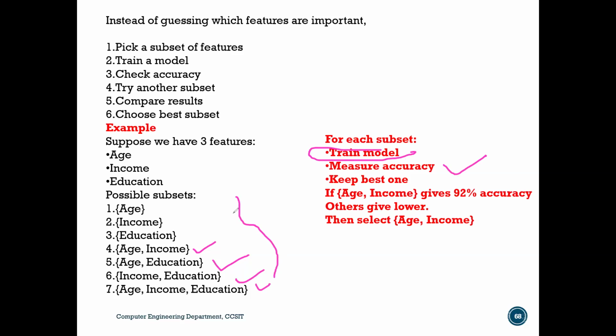But because we have several subsets and I'm going to train the model for all of them, it is time consuming, and it also requires too much space, definitely a burden on the machine. But the result will be really good. Why? Because you are checking each combination and then deciding which gives you the best accuracy. That is called the wrapper method.